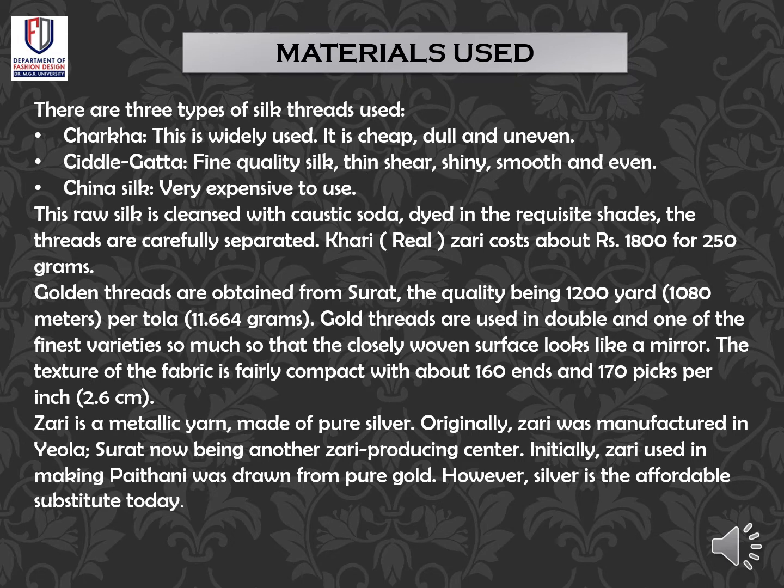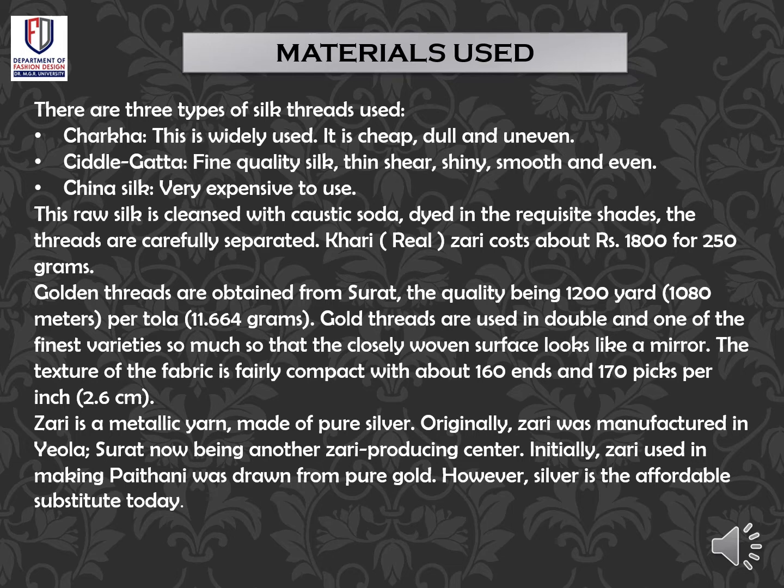Materials used to make a Paithani sari. There are 3 types of silk threads used. Charkha, this is widely used. It is cheap, dull and uneven. Second one is Sidil Ghata, fine quality silk, thin, sheer, shiny, smooth and even. Third one is China silk, very expensive to use.